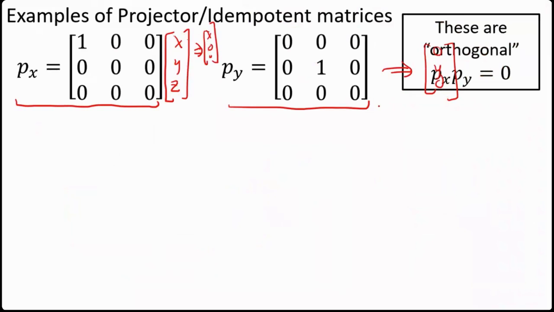Oops, I should not have written that. So these are also orthogonal. Multiplying these two gives the 0 matrix. The reason is like I showed before: if we project on the x-axis like that, and then we project on the y-axis, we get nothing left, so it's 0. That's why they're orthogonal.